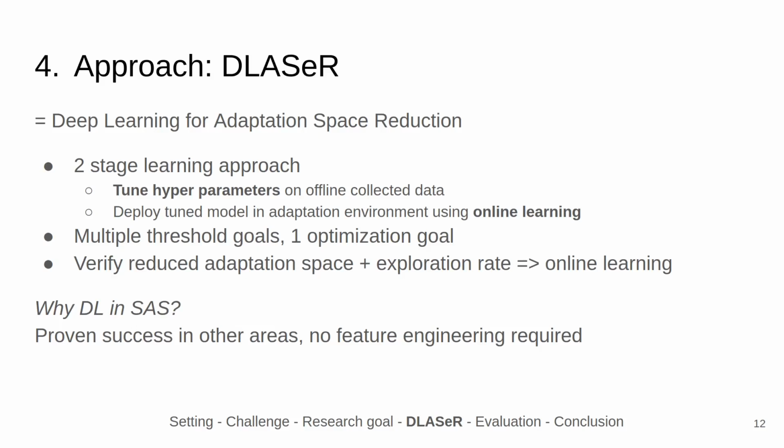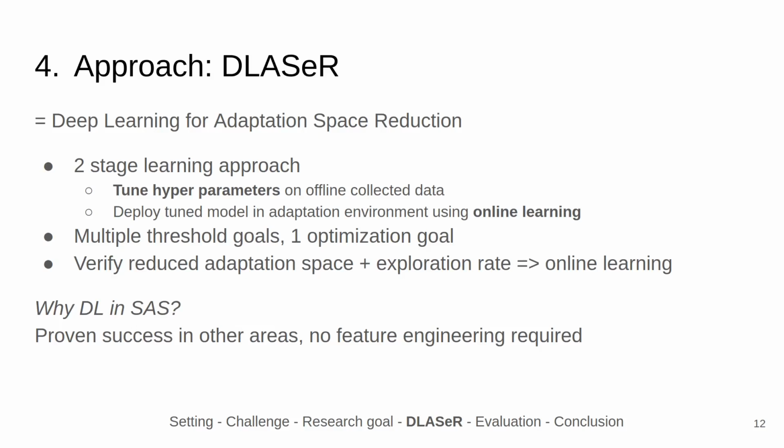We verify the reduced adaptation space for threshold goals or optimization goals and also add an exploration rate. This exploration rate corresponds to a certain percentage of unselected adaptation options that will be verified to capture a good representation of the full adaptation space. These results will be used by the learning models to update themselves to adapt to the uncertainties or the shift in the adaptation space, that is actually the dynamic behavior.